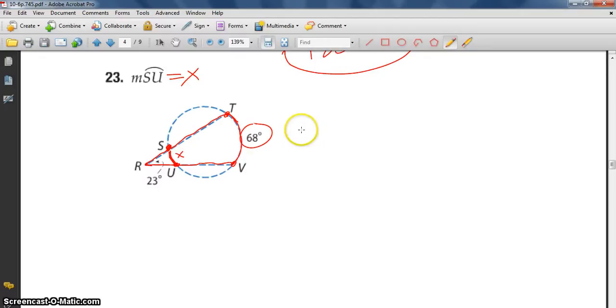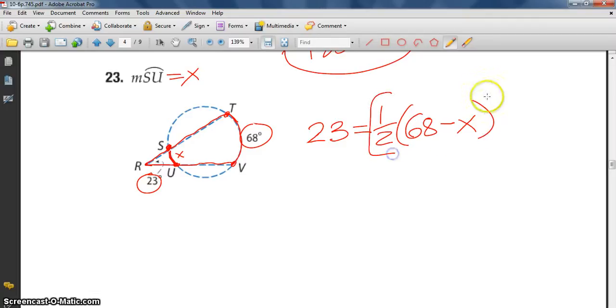And you set the problem up from the formula. So the angle, always start with that. Whether the angle is known or unknown, always start with the angle. The angle is equal to half of the difference of the intercepted arc, 68 minus x. Multiply both sides by 2.